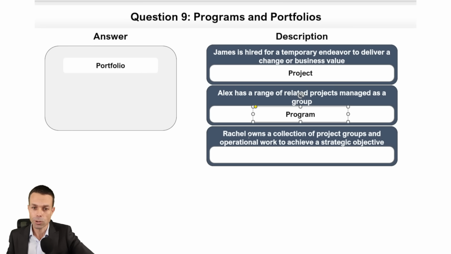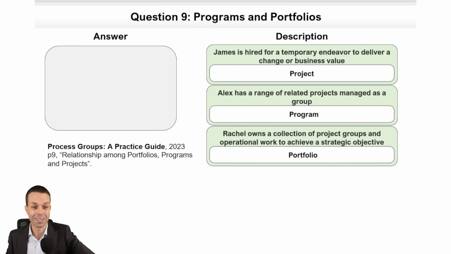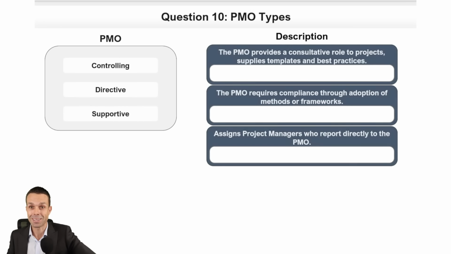And so if Rachel owns a collection of project groups and operational work as well to achieve an overall strategic objective, that's going to be our portfolio. It covers everything, projects, programs, plus a little bit of operational work, all together to help achieve that strategic objective. Let's quickly check, and there it is. Process Groups, a Practice Guide, page 9, the relationship among portfolio programs and projects. Very handy to know.